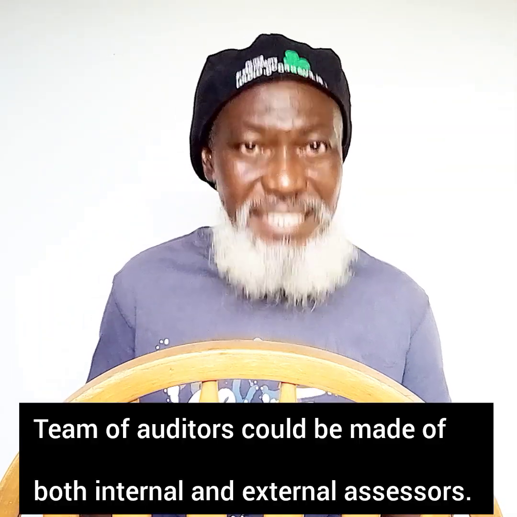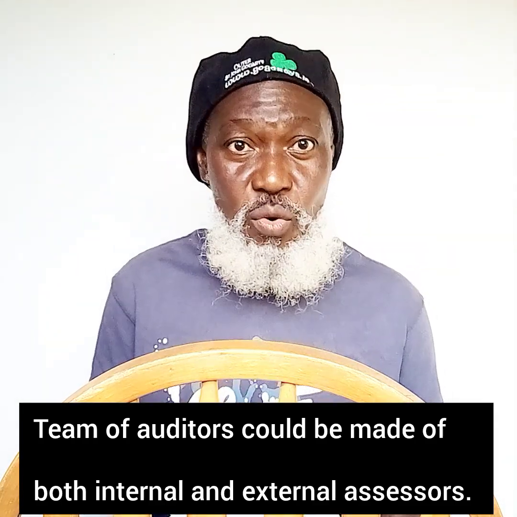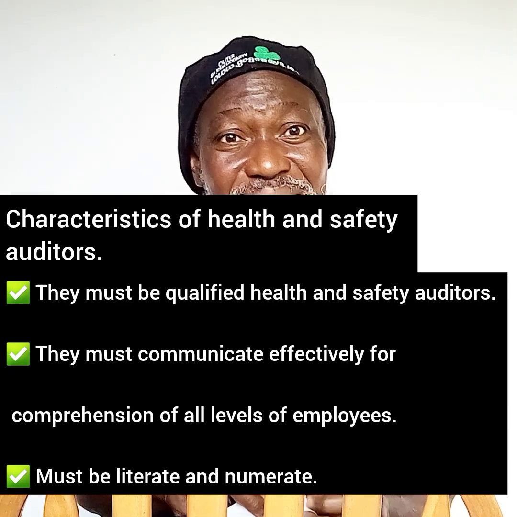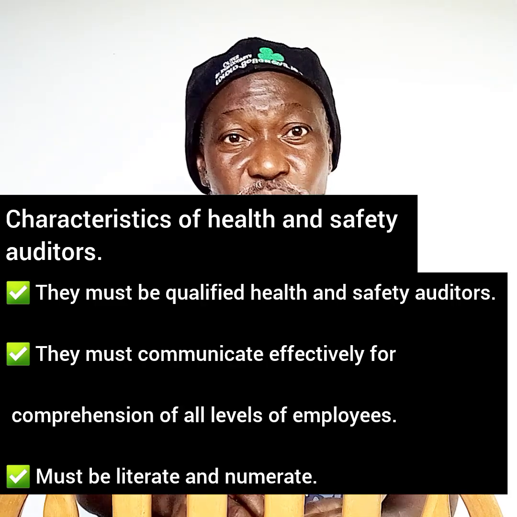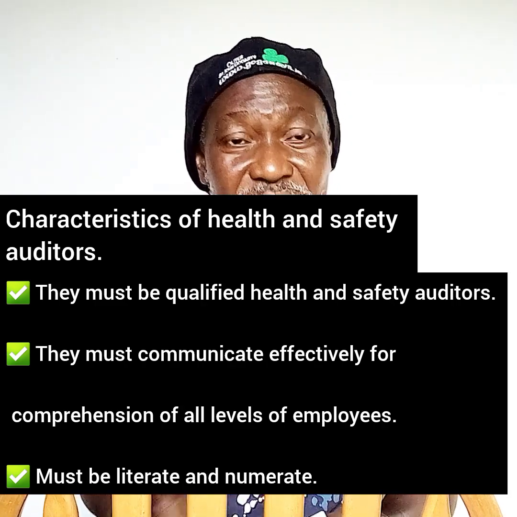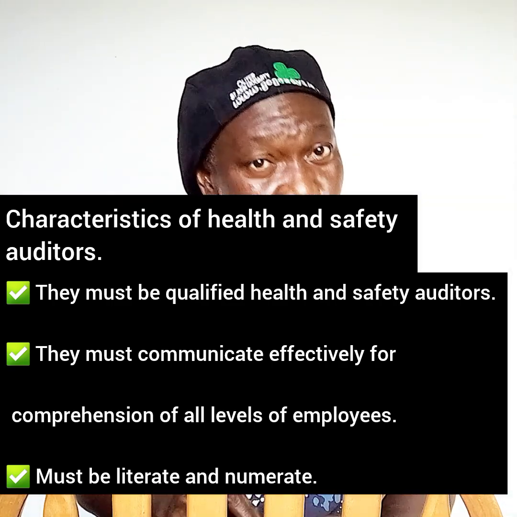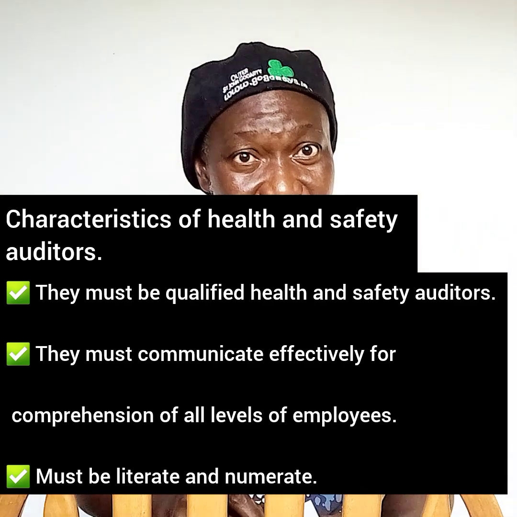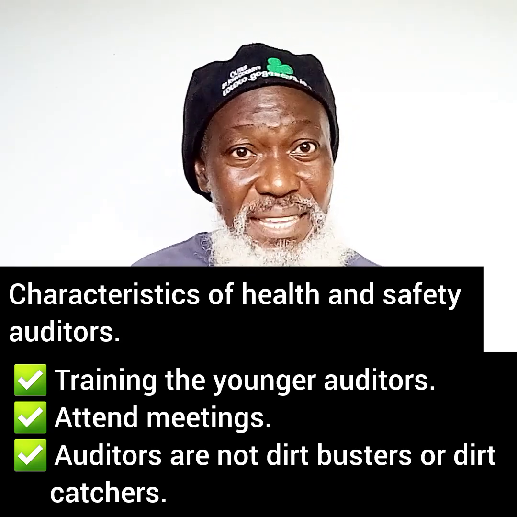Then let's go to the characteristics of auditors. The auditors could be internal and external, or internal or external. They must be competent in understanding health and safety of the nation, the jurisdiction under which the organization is operating, and have a lot of common sense. They must show leadership, communicate properly, be able to read and write, carry out discussions and meetings, and train the younger ones so that they improve in their communication.